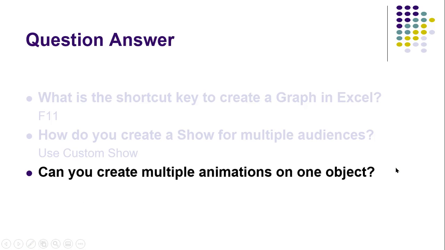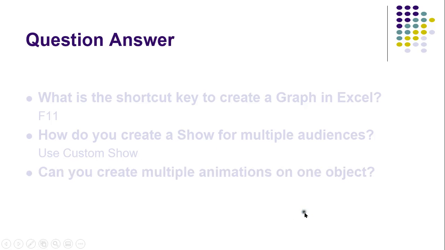Can you create multiple animations on one object? So you have one object and you want to make it come in from the left, then enlarge, and then drop down from the bottom. The answer to that question is yes, you can. So you can animate multiple.